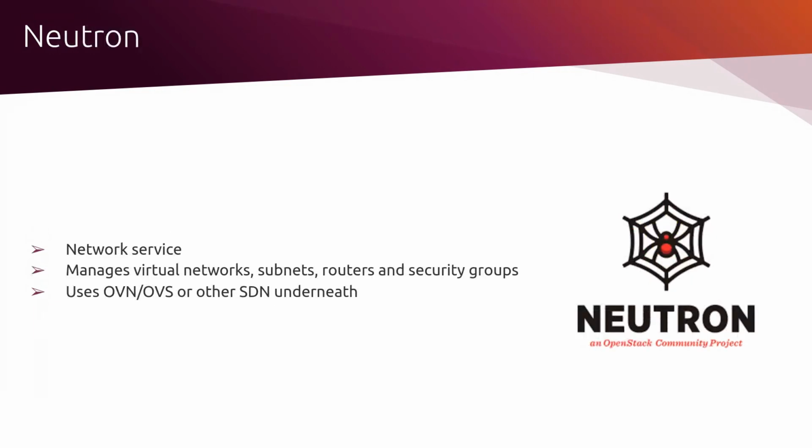Neutron, on the other hand, is the network service in OpenStack that, again, wraps around the existing SDN platforms, such as Open Virtual Network or Open vSwitch, or any other SDN platforms such as Juniper Contrail or Cisco ACI, and basically creates virtual network resources such as networks, subnets, routers, and security groups.